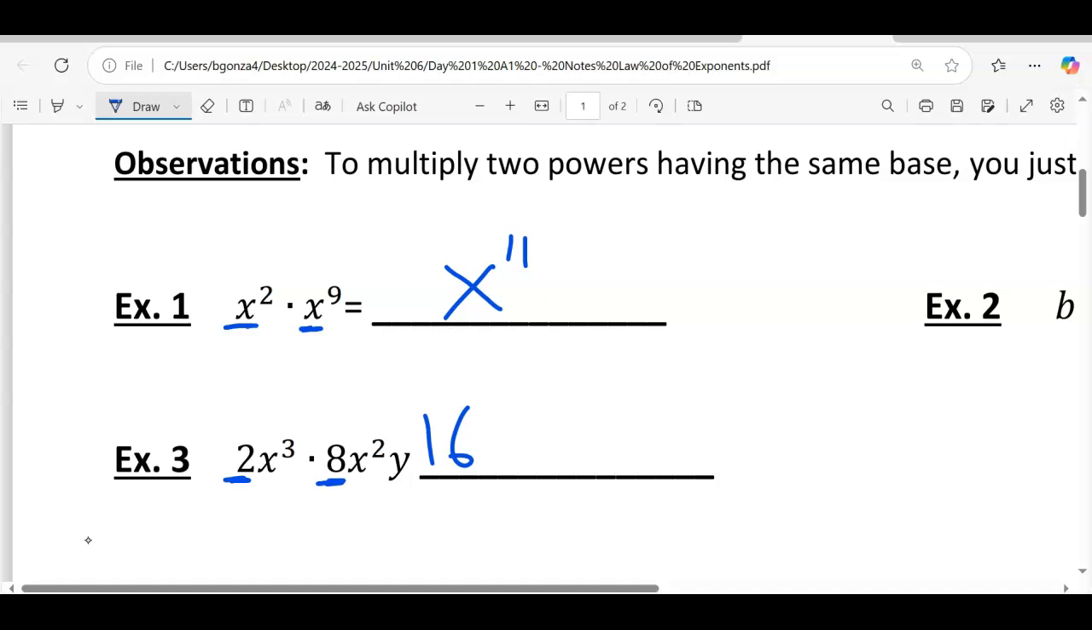All right, well, anyways. So 2 times 8 is 16. Now, I got x times an x, same base. So I'm going to add those exponents. 3 plus 2 is x to the 5.